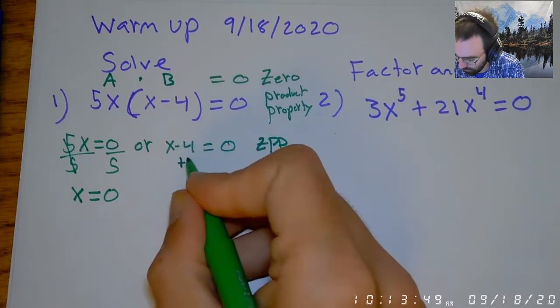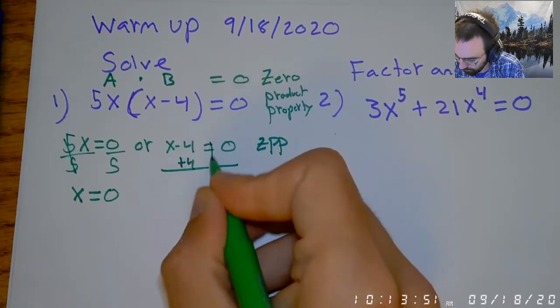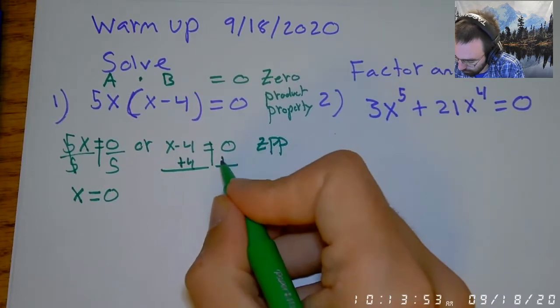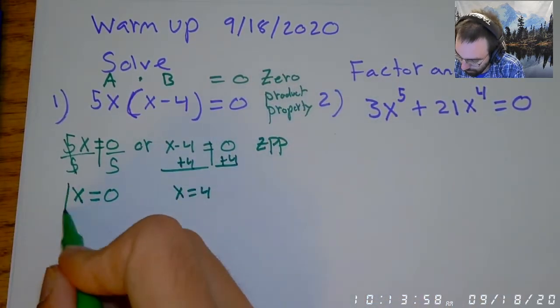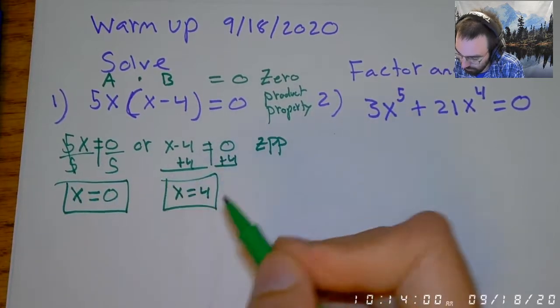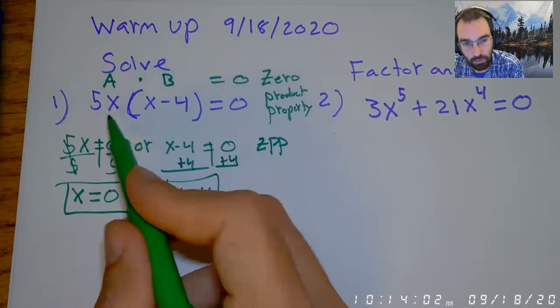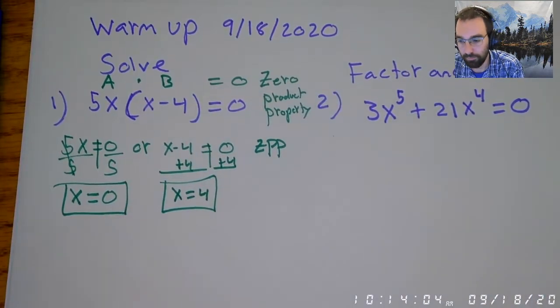And then my other one here, I have x minus 4 equals 0, so the opposite of minus 4 is plus 4. So I'm going to have x equals 4. Okay, so I'm going to have two answers, because I have two factors, right? So two factors, two answers.